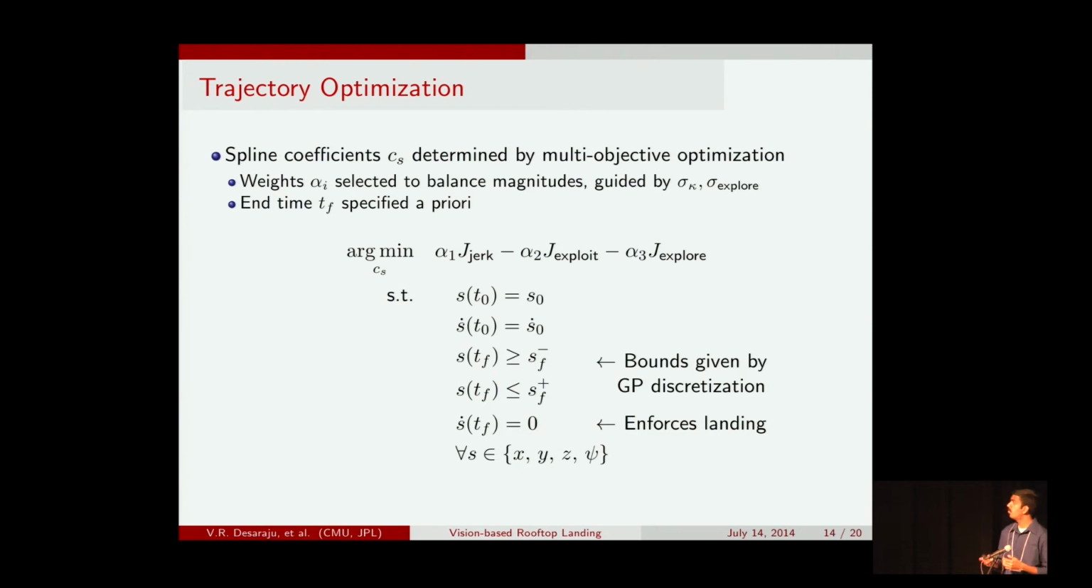As I mentioned at the beginning, we assume that our end time is fixed a priori. And this, again, is to help guide the vehicle to land quickly so we can conserve as much energy as possible. So then the constraints on the optimization simply serve to ensure continuity with the vehicle's current state, and then ensure that the vehicle actually lands within the bounds of the landing site at the allotted time.